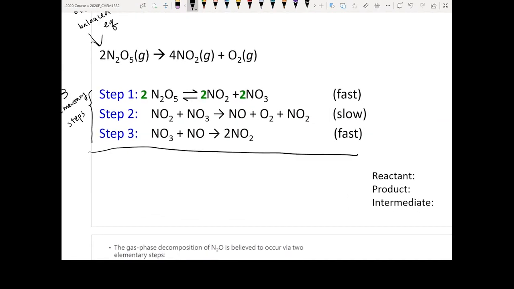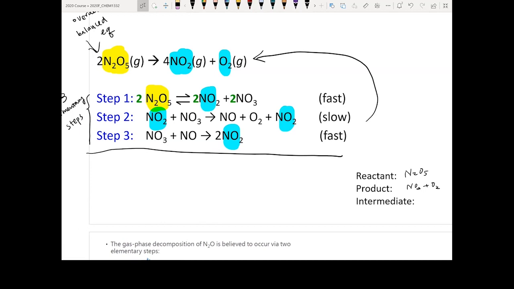The first thing is to make sure all your elementary steps add up. It must go back to the final balanced equation. First, highlight your reactants. In this case, what is your reactant? So that's your reactant. What is your product? NO2, right? When I see my elementary steps, I will highlight my reactant as well as my product.